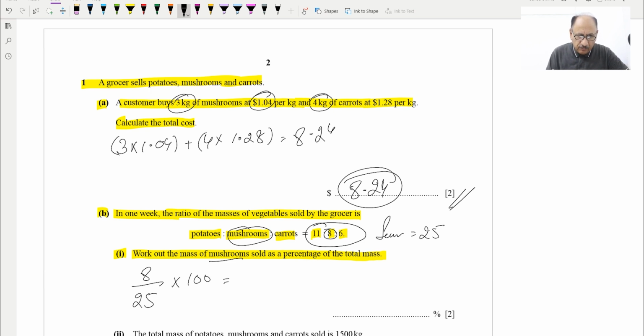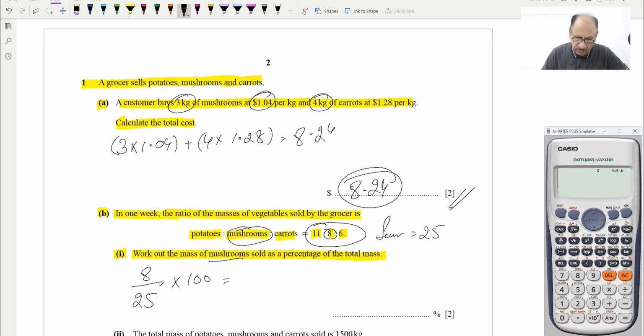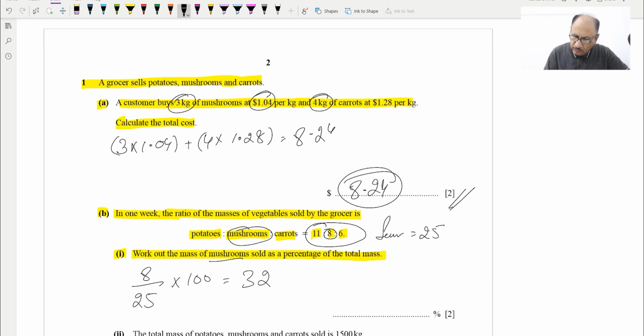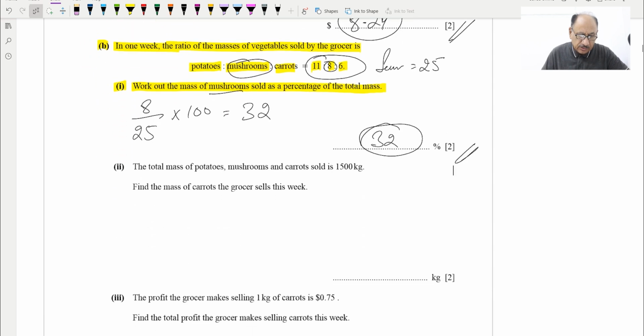For percentage we are multiplying by 100. They're sold as a percentage of the total. So we can calculate this: 8 over 25 multiplied by 100, and this will be equal to 32. So 32% will be our answer for 2 marks. Hopefully you understand this.